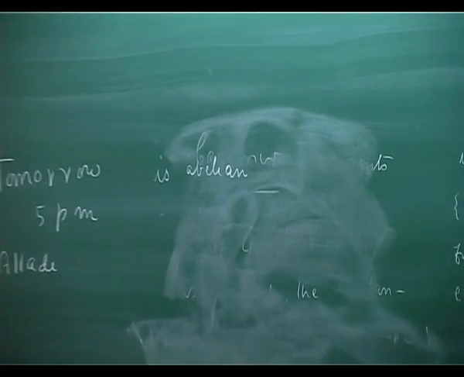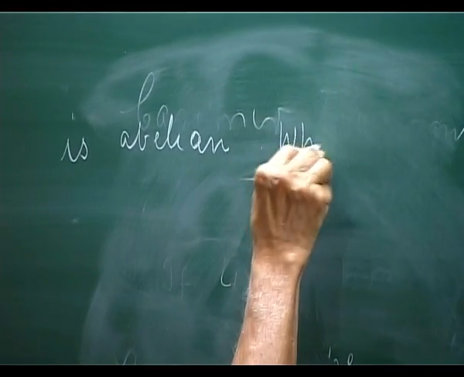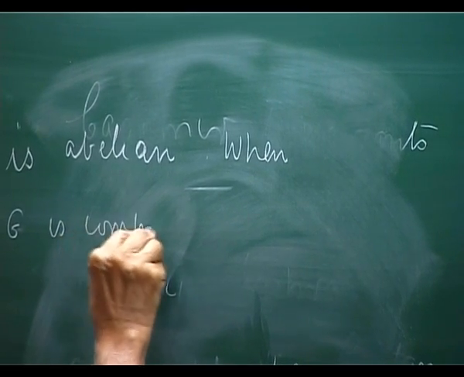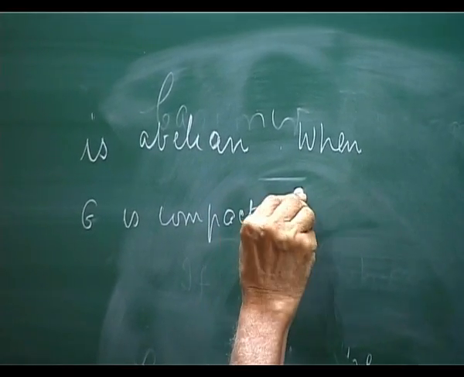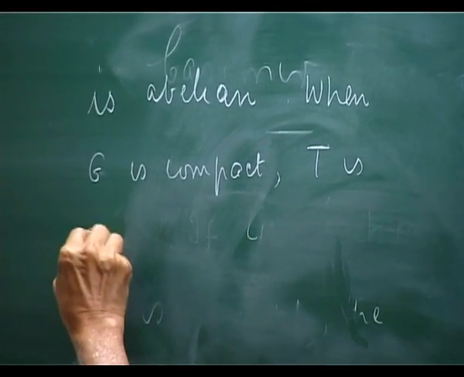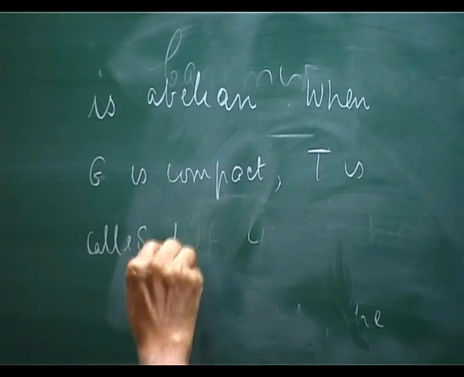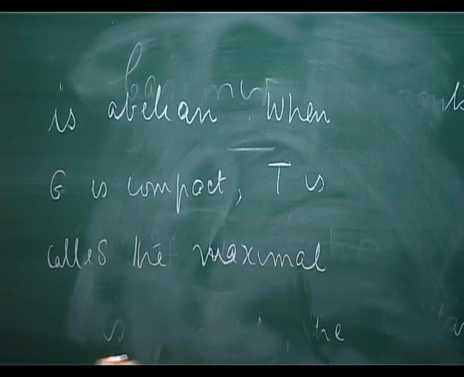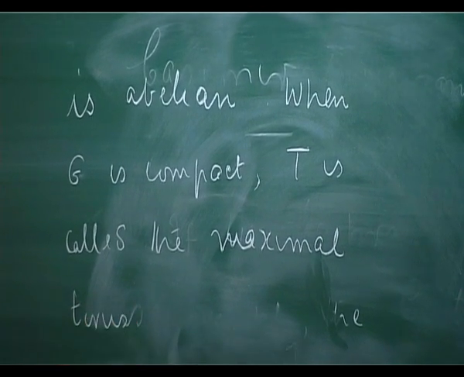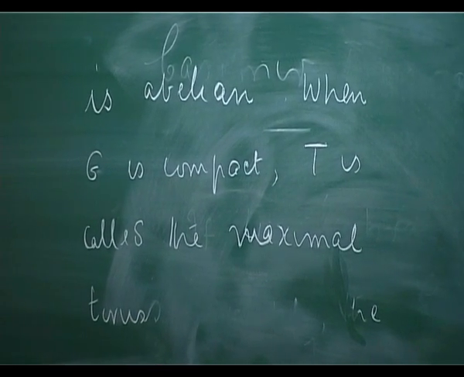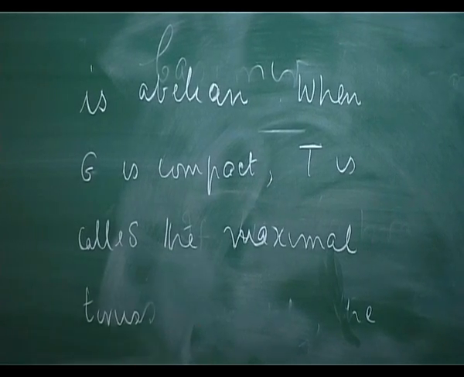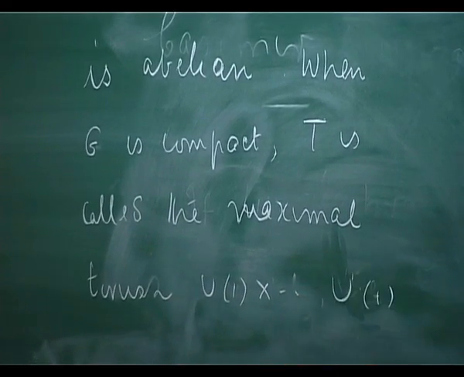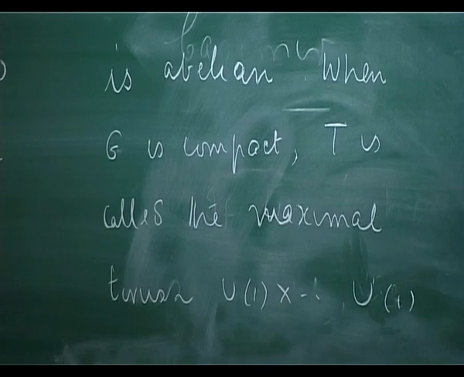When G is compact, T is called the maximal torus. Okay, it is a name. It is abelian, some U1 cross U1. Otherwise, you get some R's, real lines.